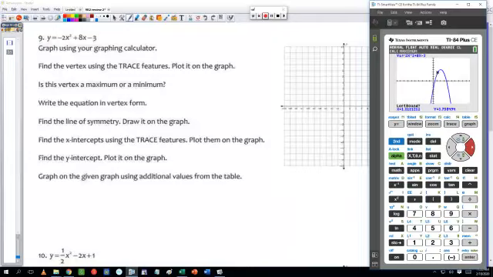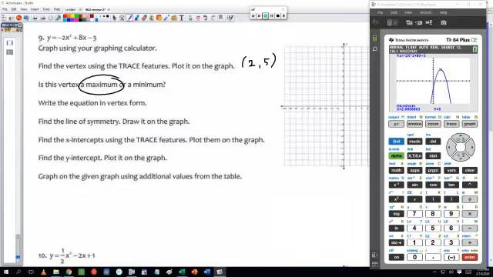Stay to the left, hit enter. Move to the right, hit enter, and hit enter again when you see guess. Your maximum is the point 2, 5. And it is a maximum.